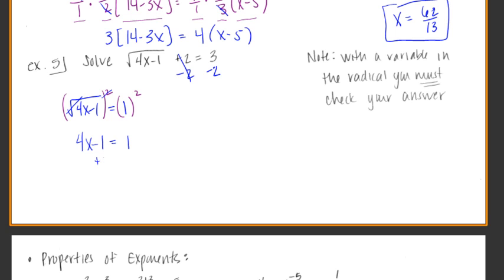So just wrapping this up, let's move that constant over. We get 4x to be 2. And then right here, opposite of multiplication is division. So if we divide off that coefficient, we get an overall answer of 1/2.